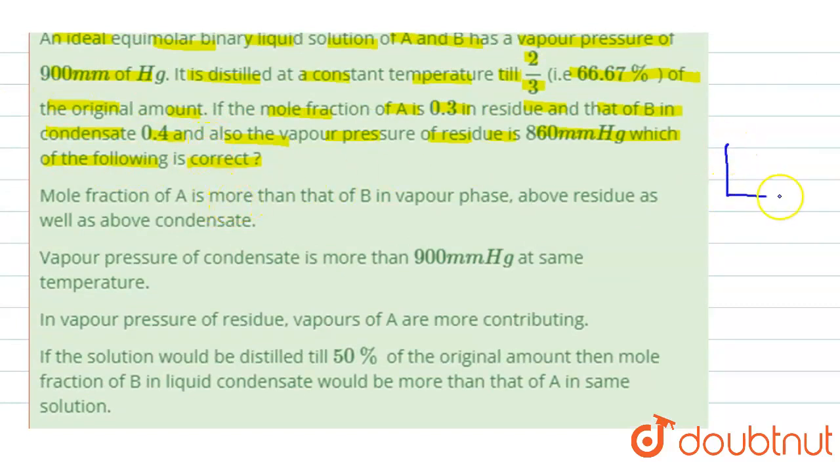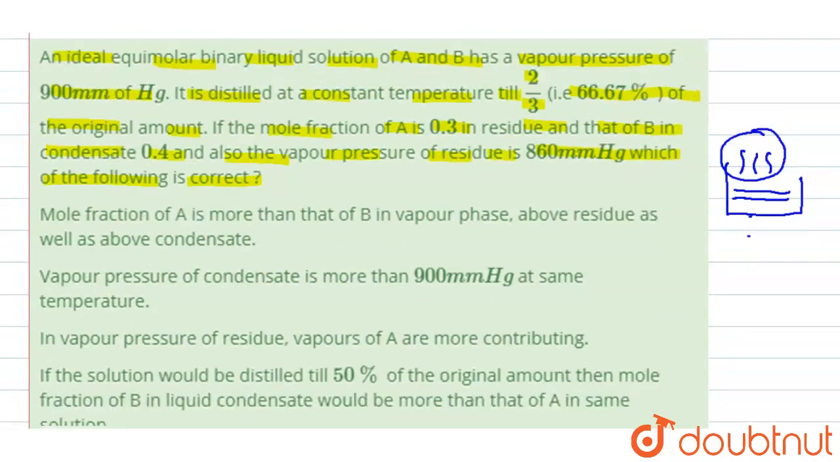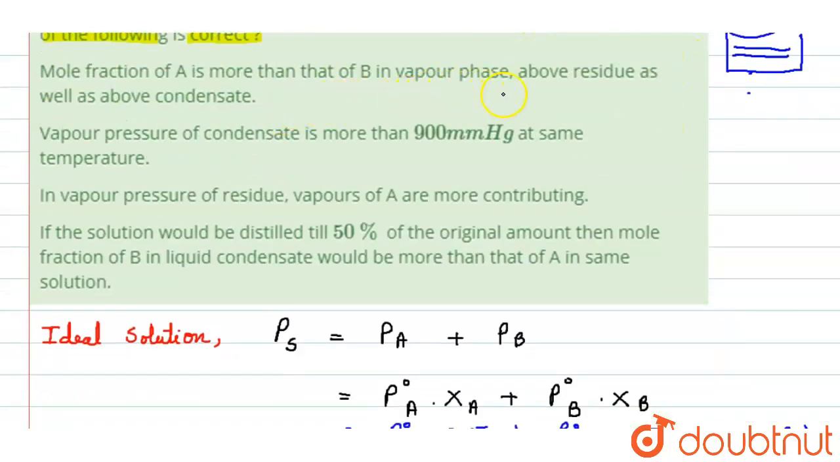Okay, so as the liquid is vaporizing like this, if it is more in vapor phase, in the residue it has to be less. If it is more in residue, in condensate it has to be less. So it cannot be more in both the cases. So this is conceptually wrong.